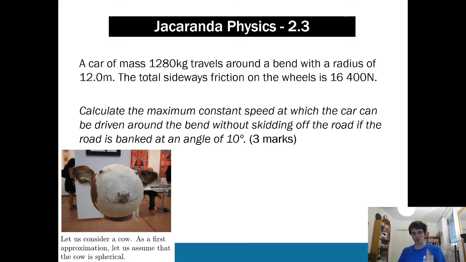However, this is a much trickier and slightly funkier question, and so I want to have a go at doing this one because I think it's going to be more valuable for your time. A car with a mass of 1,280 kilograms travels around a bend with a radius of 12 meters. The total sideways friction on the car's wheels is 16,400 newtons. Calculate the maximum constant speed at which the car can be driven around the bend without skidding off the road if the road is banked at an angle of 10 degrees.